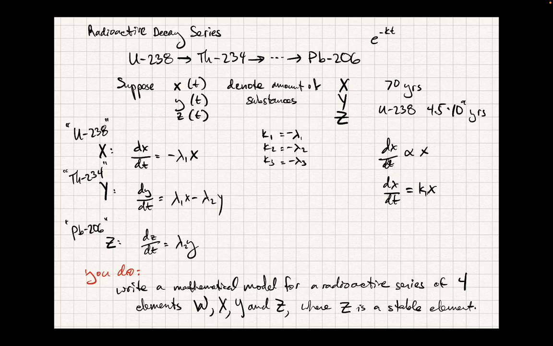So W is decaying in proportion to its own amount. X is decaying in proportion to its own amount, but it's gaining atoms from W as W decays. So its rate tends to increase depending on the amount of W. That's why there's no minus sign here, and why this is a positive amount. It's gaining atoms depending on the amount of W, and it's losing its own atoms through decay.